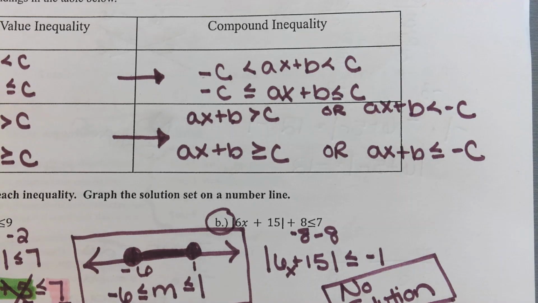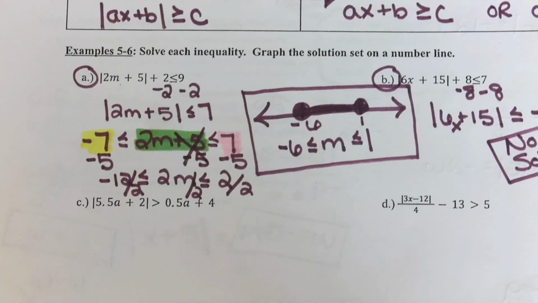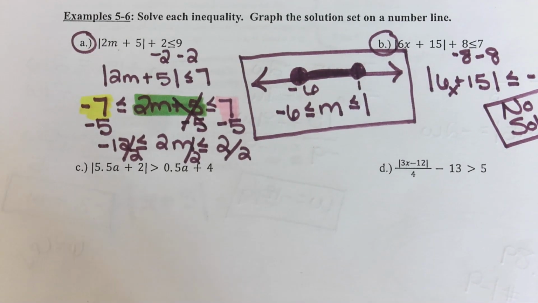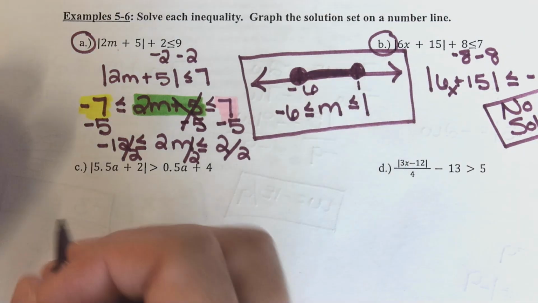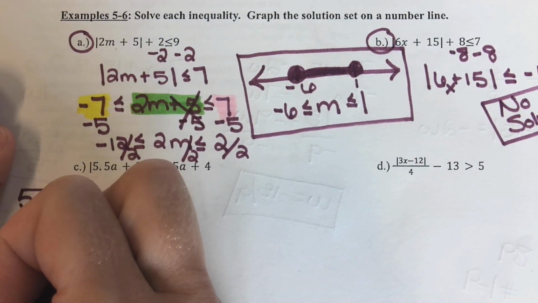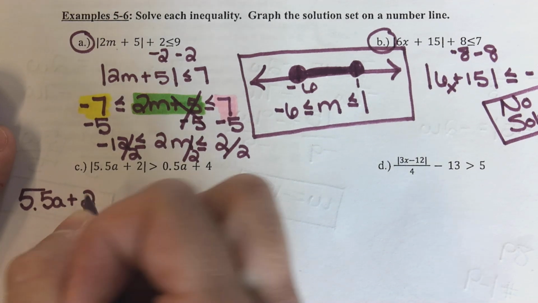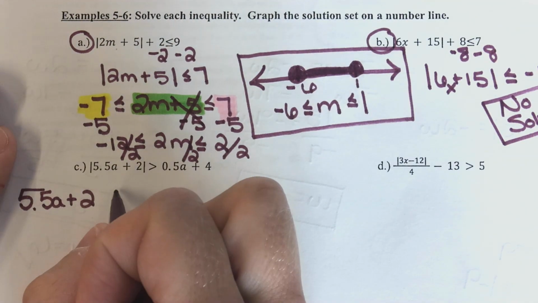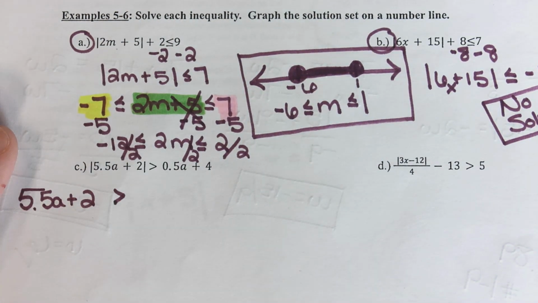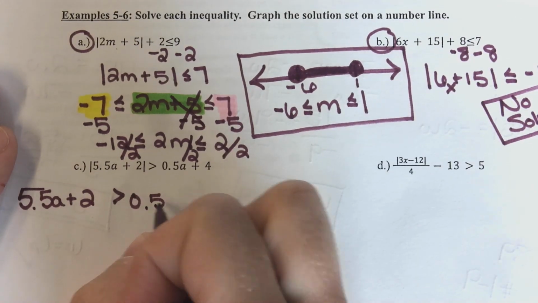Okay, let's look at another one. So these two both kind of go along with that same formula that we just looked at, because they're both greater than. Okay, is my absolute value by itself? Yeah, it's by itself. So it tells me to take my absolute value and make it greater than C. Well, in this case, C is 0.5a plus 4.